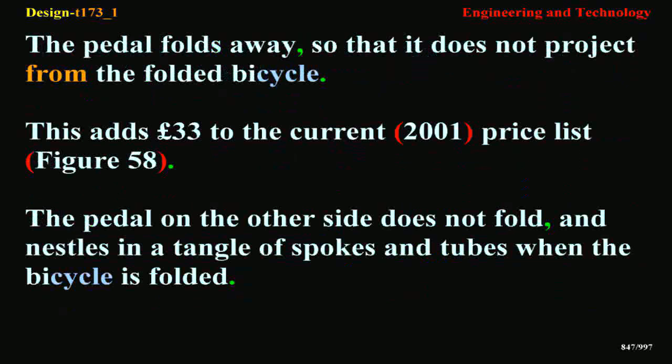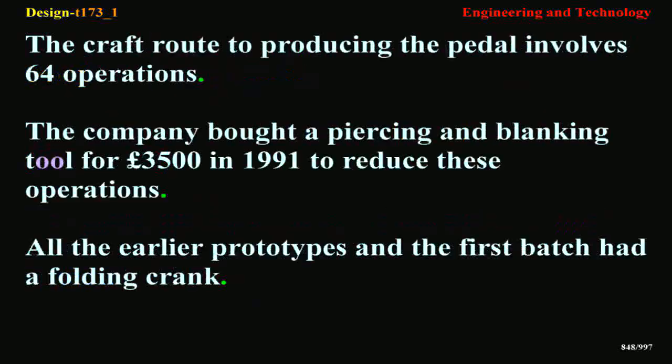The pedal folds away, so that it does not project from the folded bicycle. This adds $3 to the current 2001 price list. Figure 58. The pedal on the other side does not fold, and nestles in a tangle of spokes and tubes when the bicycle is folded. The craft route to producing the pedal involves 64 operations. The company bought a piercing and blanking tool for $500 in 1991 to reduce these operations.